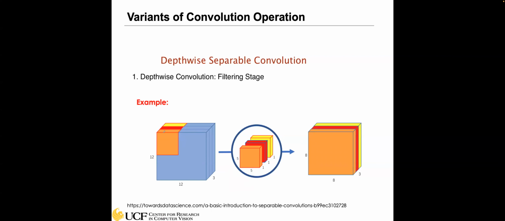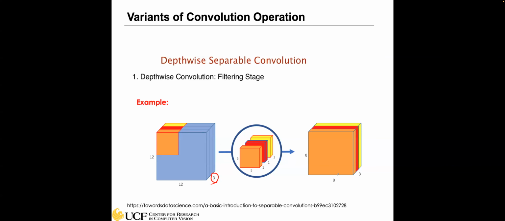Here I give you a very concrete example. Let's just make it simple. This input is going to be 12 by 12 by 3, where 3 is the channel dimension. If I want to apply the depth-wise convolution, I have to specify 3 of these kernels. The channel is going to be 1, and the spatial size is 5 by 5. If I look at the first one, this orange one, I will slide this kernel only on the first channel, because the channel dimension is 1.